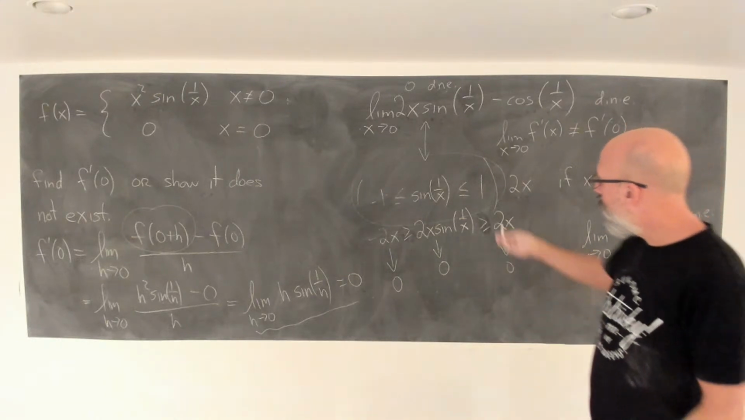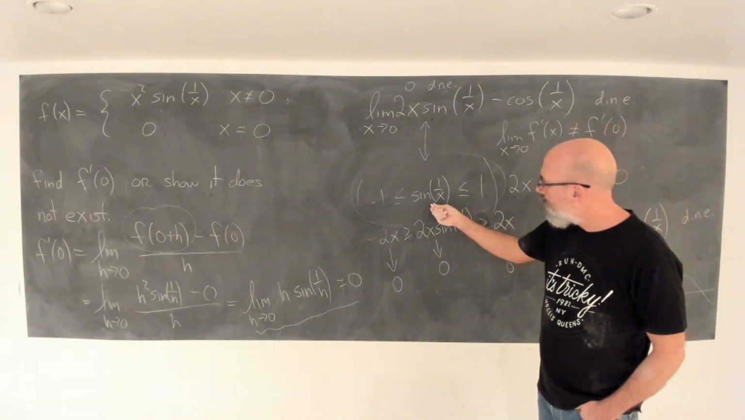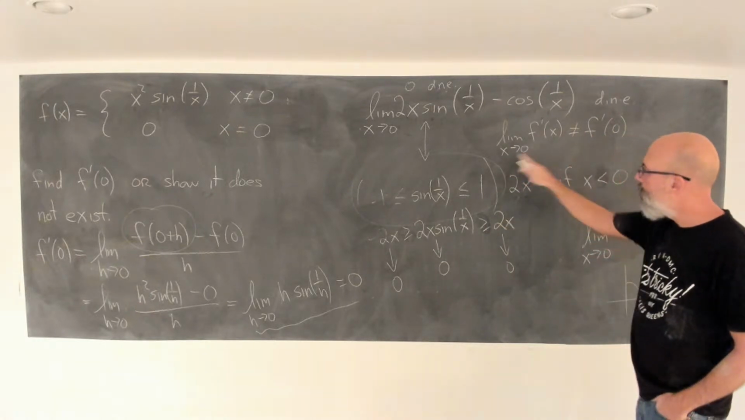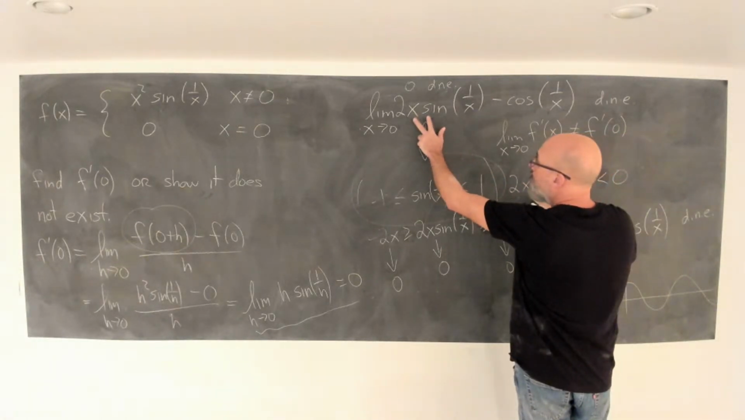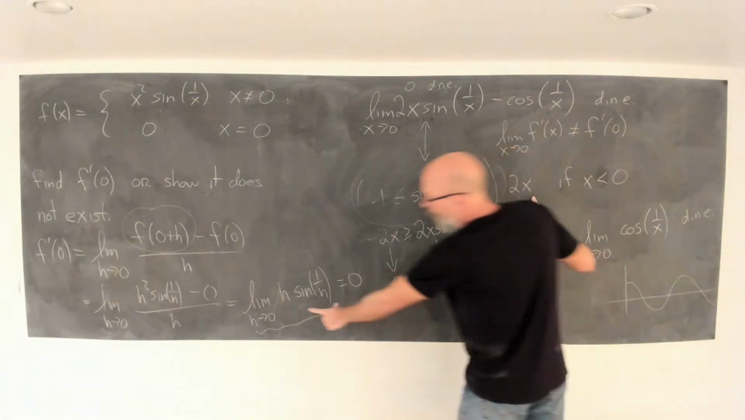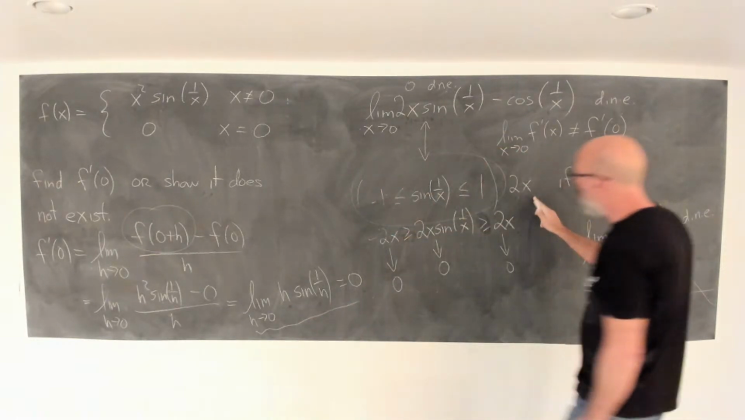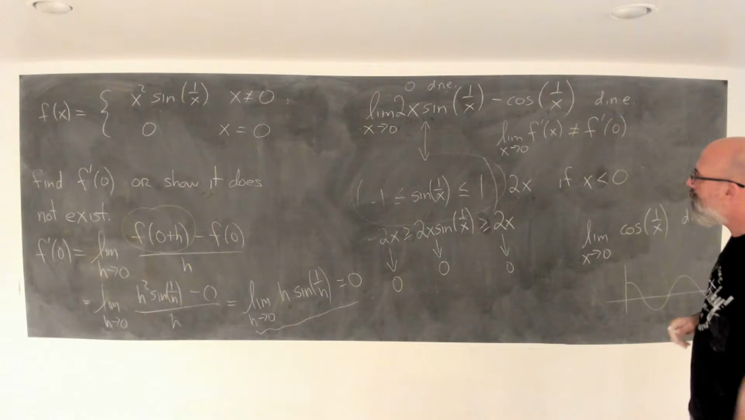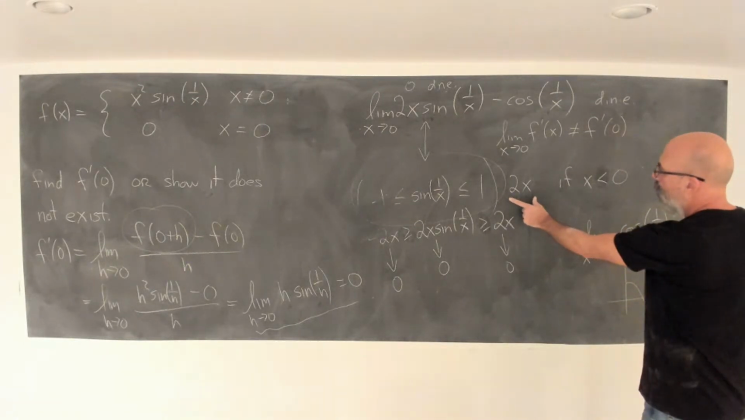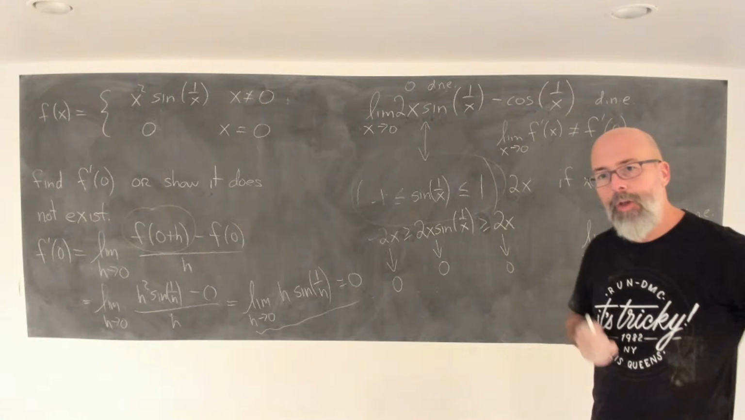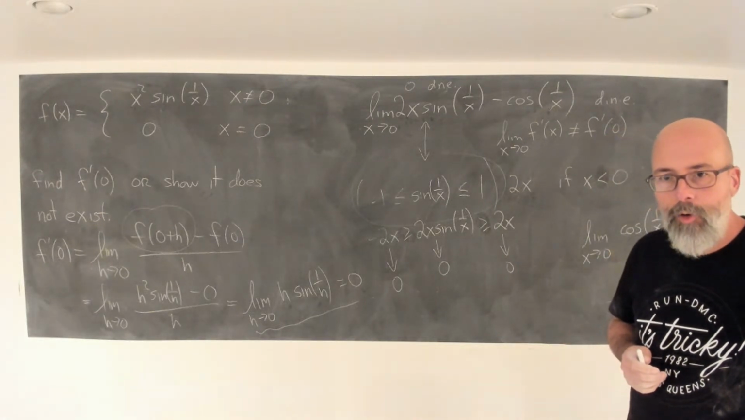How we got 0 from the squeeze theorem: we started with sine 1 over x between -1 and 1. And we multiplied by, in this case, 2x, because I was doing this one. If you want to do just h or just x, then you would just multiply by x. But you want to be careful, because these signs are going to change depending on whether you multiply by a positive number or a negative number.